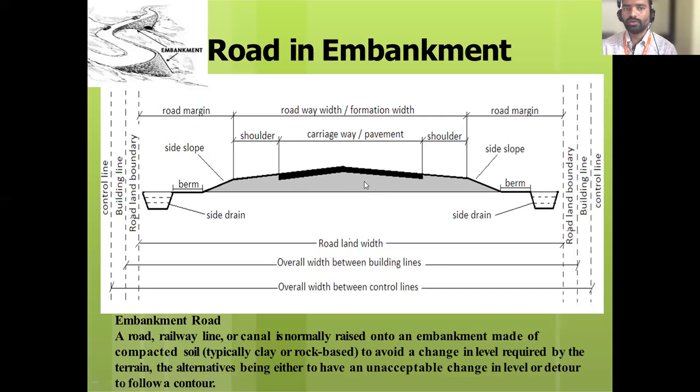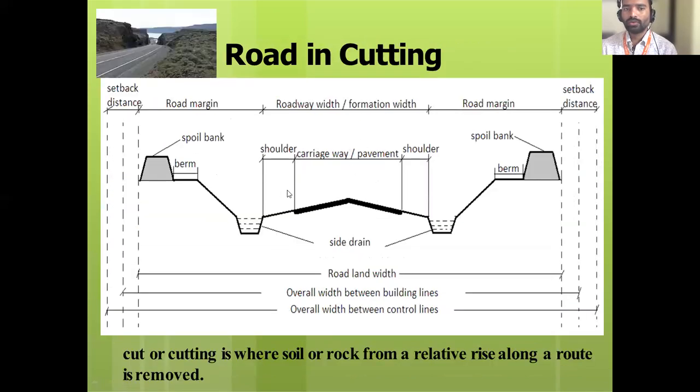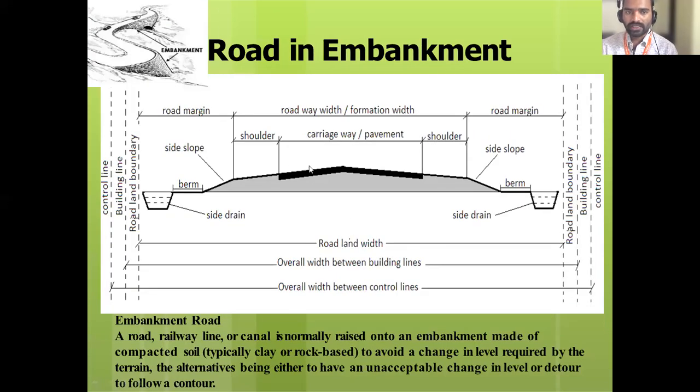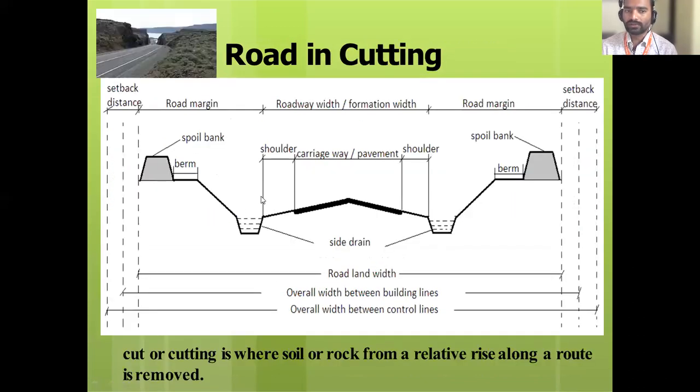What is the difference between road in embankment and road in cutting? Road in embankment has carriageway, shoulder, then slope and berm, then side drain. In case of cutting, after the carriageway and shoulder comes the side drain, then the slope and berm.